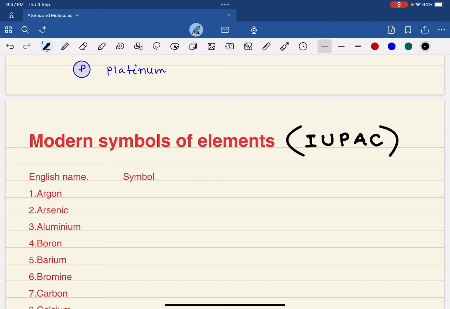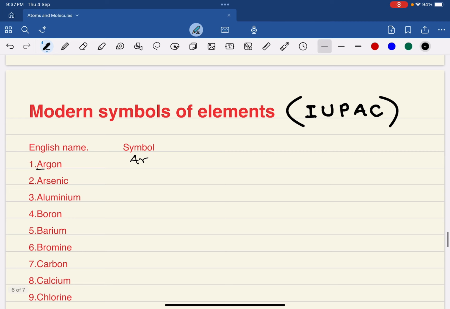For example, in case of argon, the symbol is Ar. The first letter is A and the second letter is R. In case of arsenic, As, the first and third letters are used. In aluminum, the first two letters are used, Al. In boron, a single letter B is used. In case of barium, two letters are used, Ba. In case of bromine, two letters, B and R, Br.